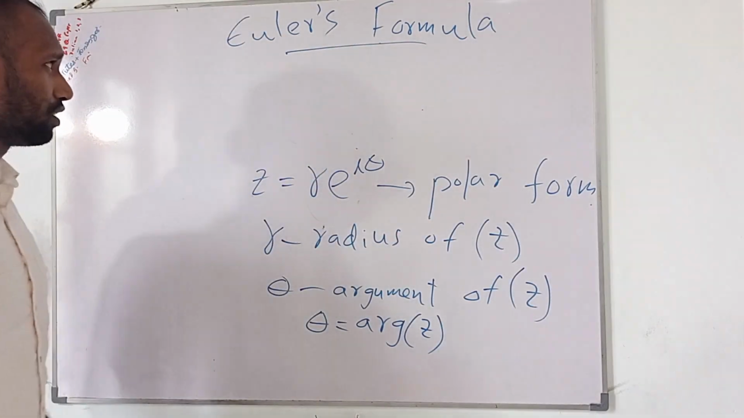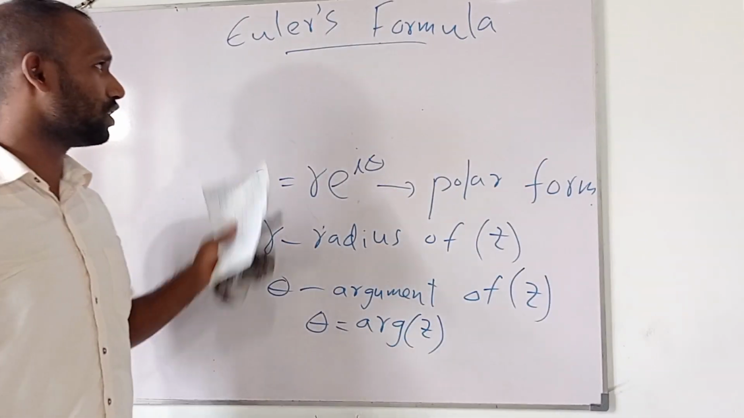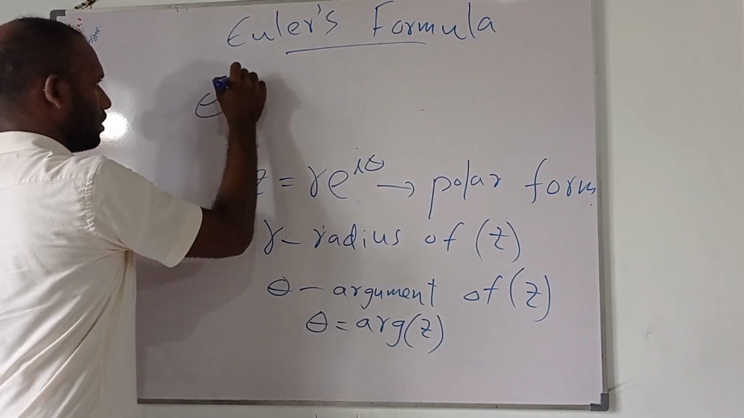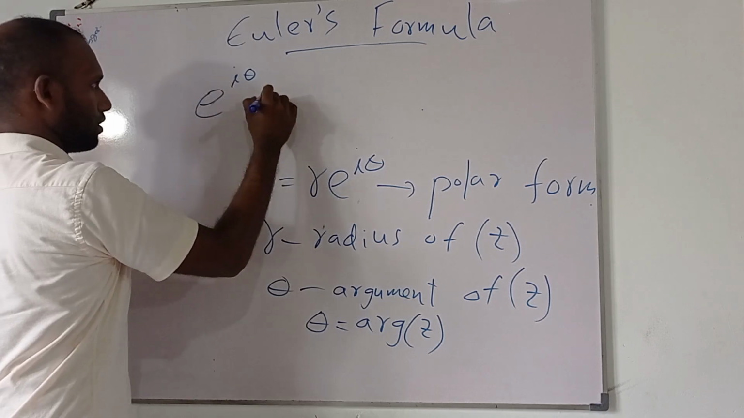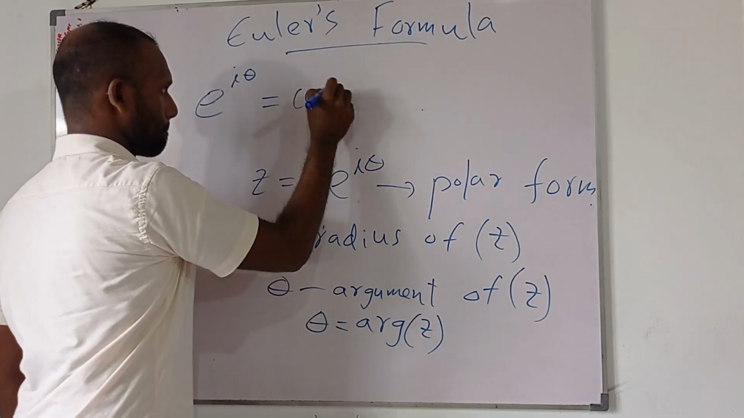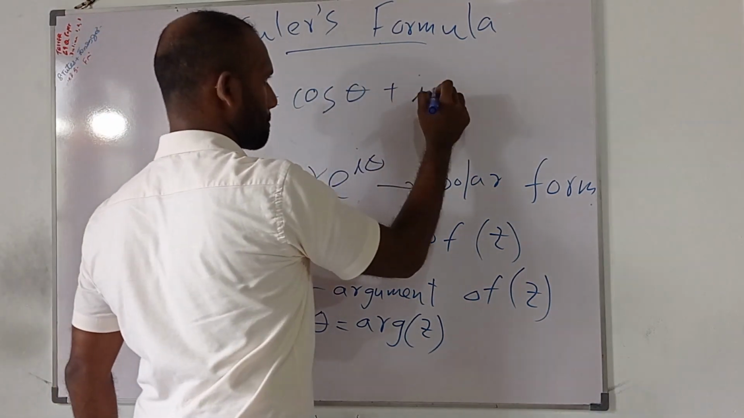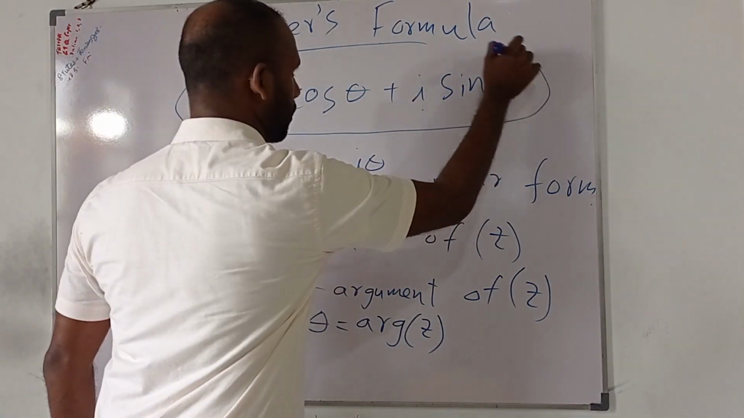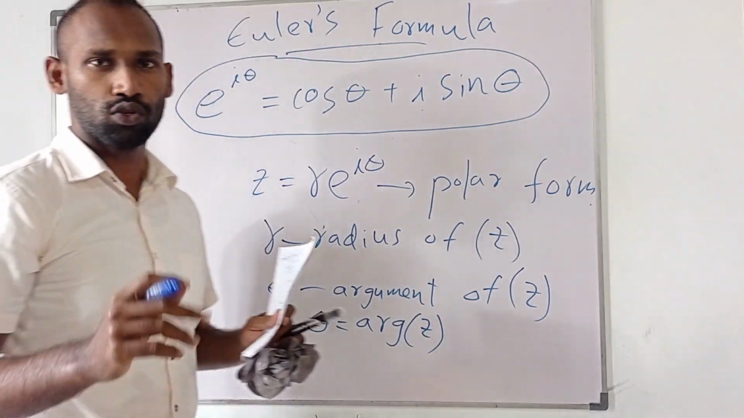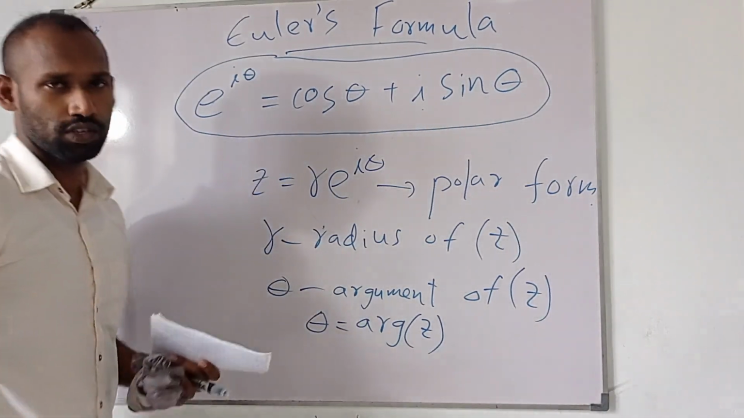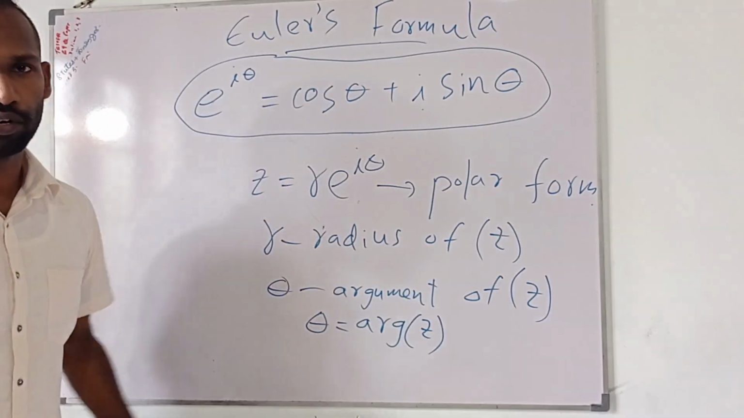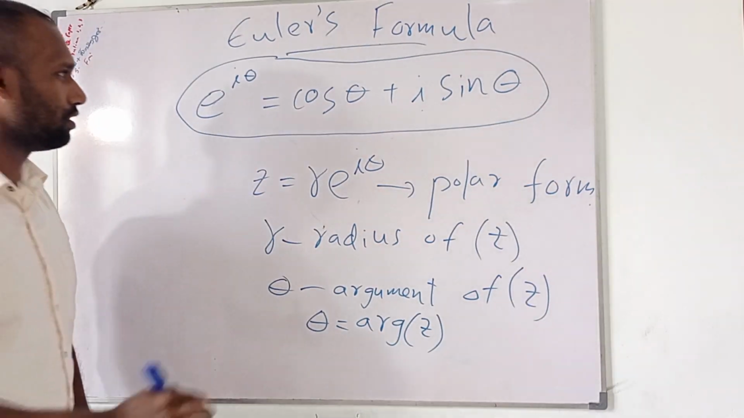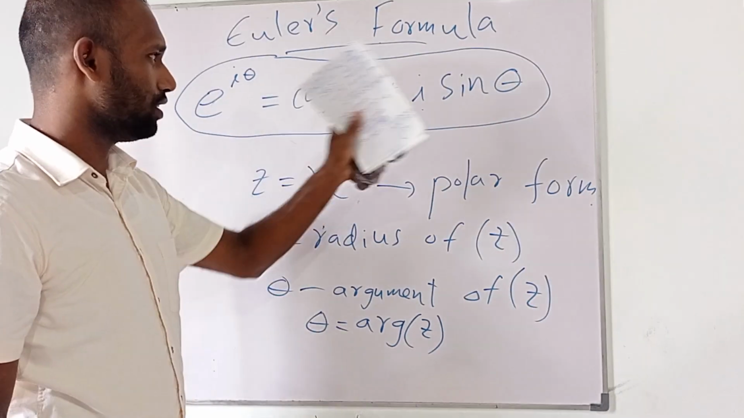So then we need to know about Euler's formula. You have to remember this Euler's formula. This is very important. So e to the power i theta can be written as cos theta plus i sin theta.